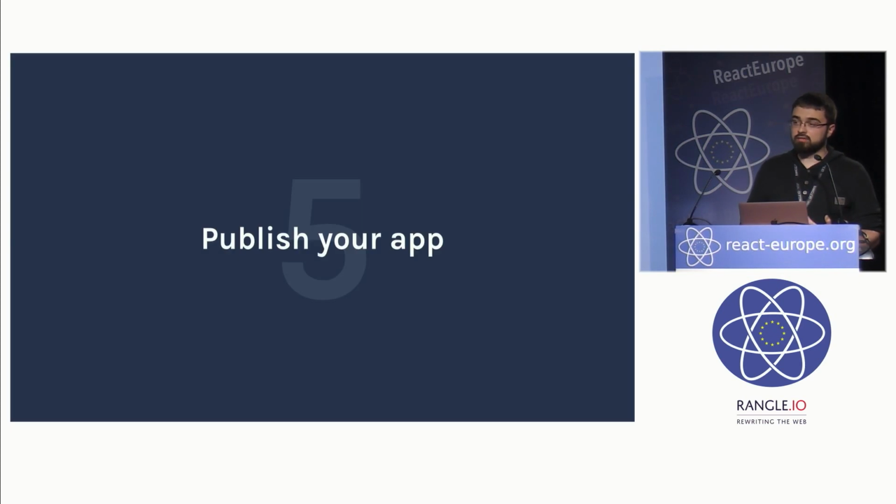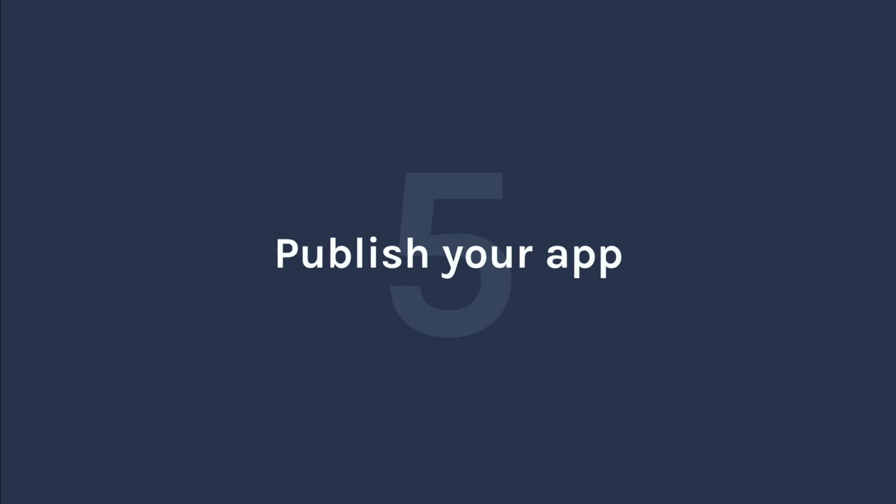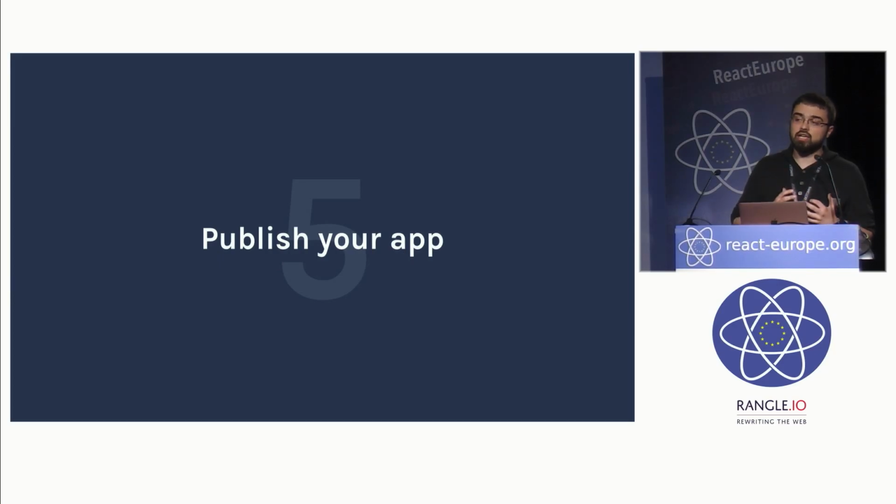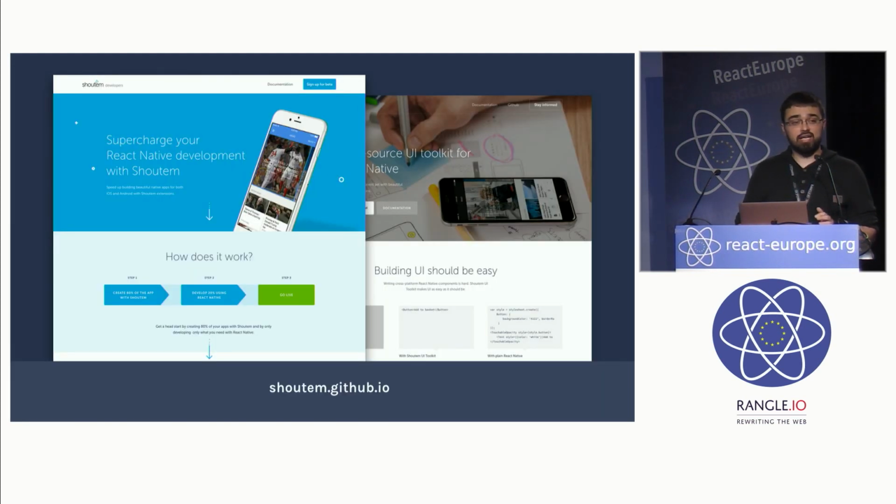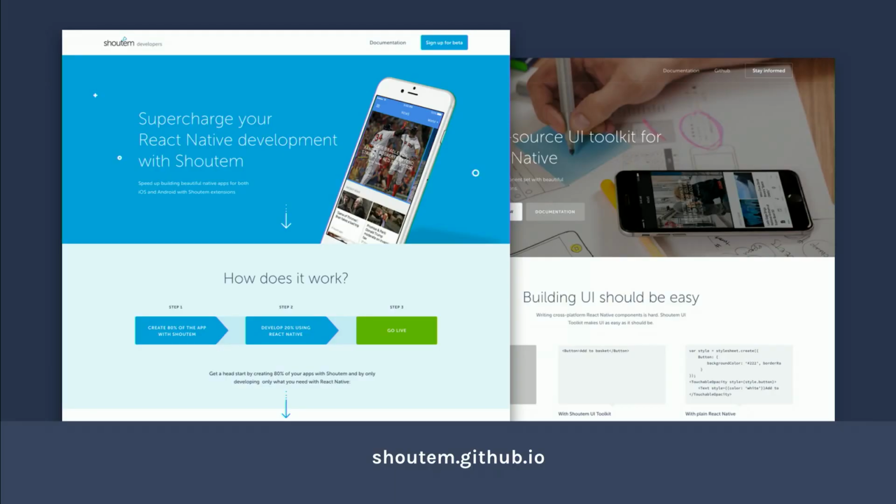Once the app is done, you can publish your application. You can do it manually, or you can do it using our web dashboard, which will manage signing your app, creating provisioning profiles, and handle all the reviewing process. So you don't need to worry about that. Everything that I just explained is documented on our developers portal, shoutem.github.io, so you can start building and selling your React Native extensions today.